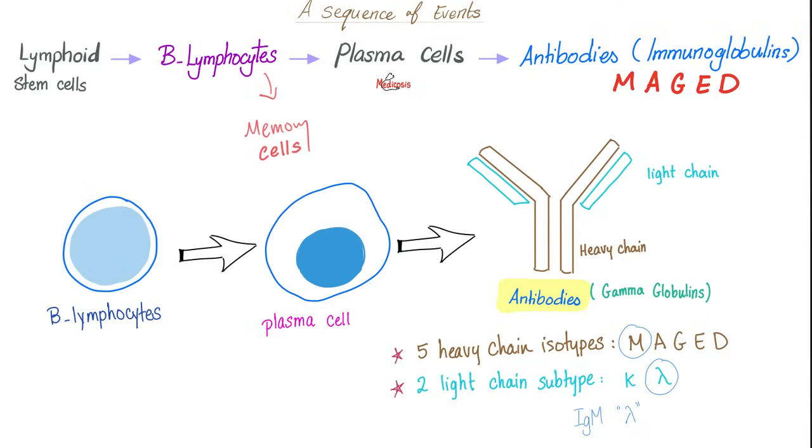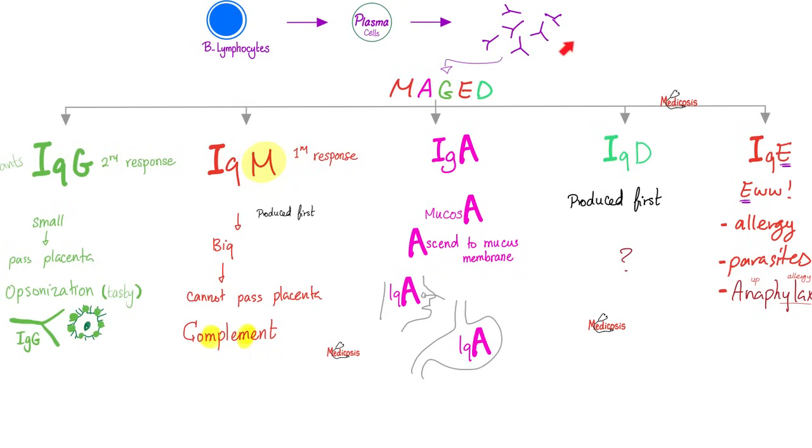Each antibody has two heavy chains and two light chains. When it comes to the heavy chain, you can choose one of these. When it comes to the light chain, you can choose one of these. For instance, this picture could be an antibody known as IgG kappa. B lymphocytes, plasma cells, immunoglobulins: IgM, IgA, IgG, IgE, or IgD.